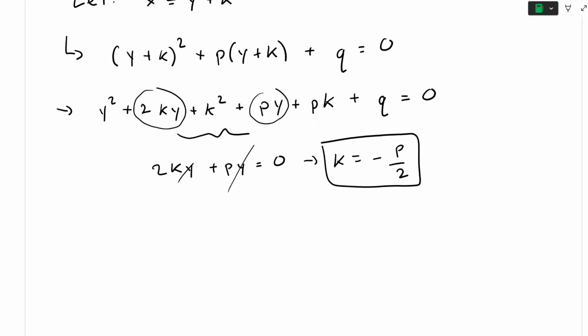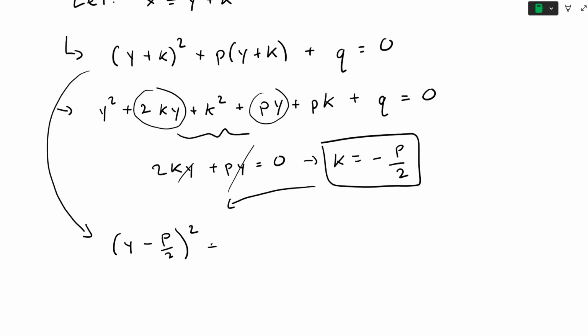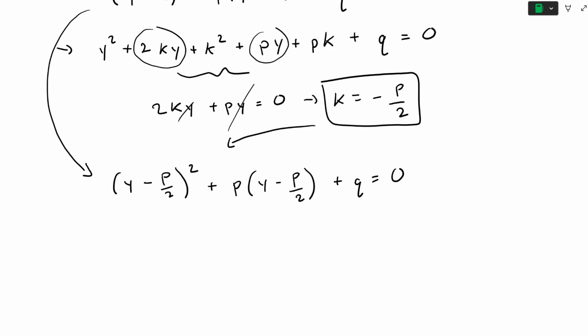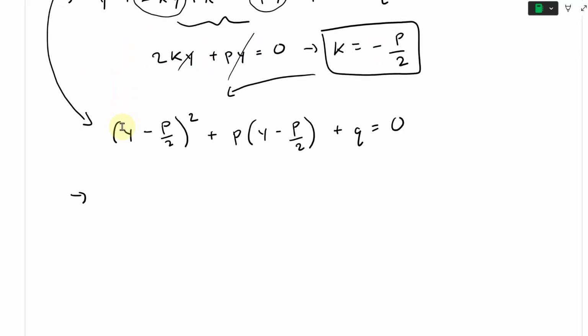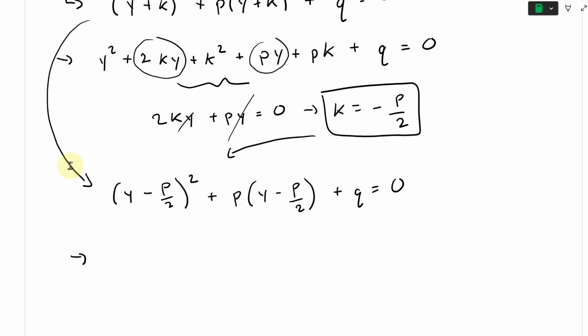Alright, so what this means is we could substitute this inside, and what we end up having is y minus p over 2 squared, plus p times y minus p over 2, plus q equals 0. Now just expand this out again, for completeness. We could have started from this line already, because we already know what k is, but anyways, we'll do it all from the beginning, just to show you that they'll cancel out anyways.